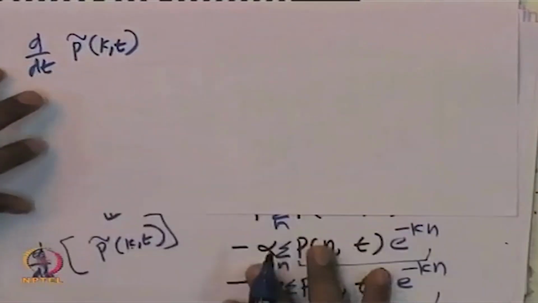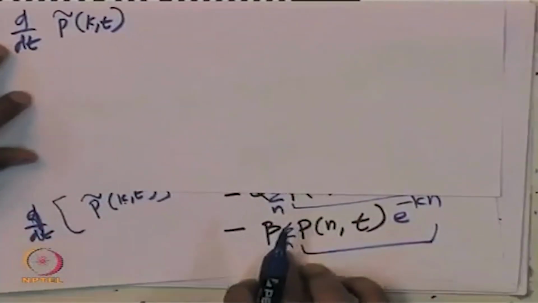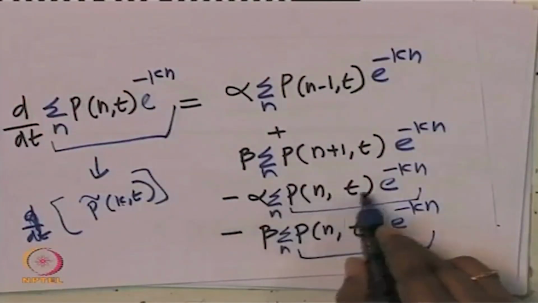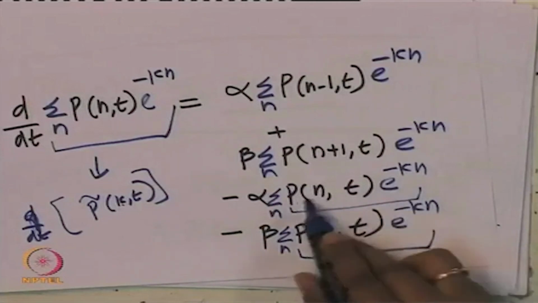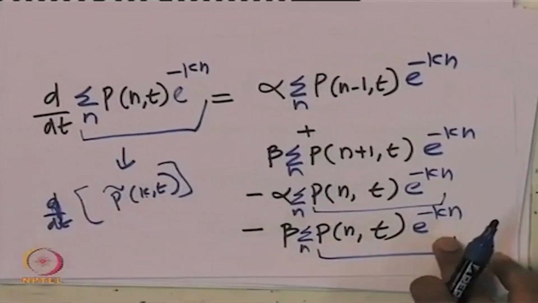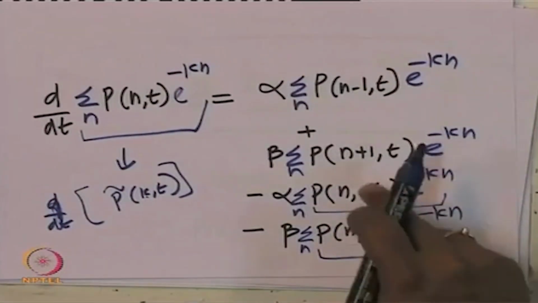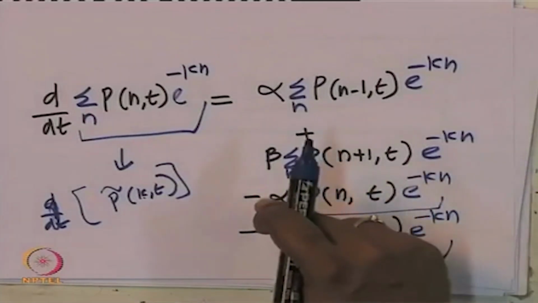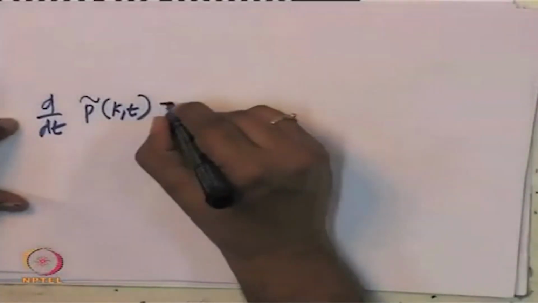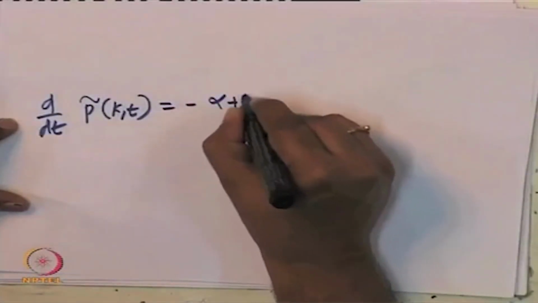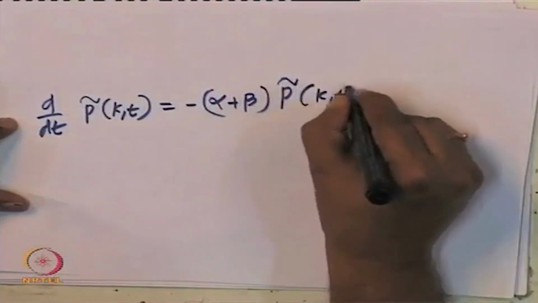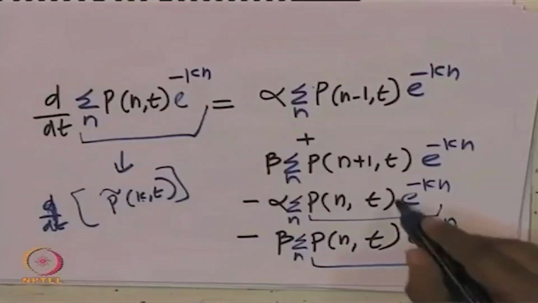Now, what is this term? Let us look at these two terms here. So, let us look at this term and this term. So, minus alpha into p tilde of k comma t. That is what this term will give you, and this will give you minus beta into p tilde of k comma t. So, there is p tilde, this and this are same. So, I can take it out in common and I can write minus of alpha plus beta. Just look at it carefully, you can write minus of alpha plus beta into p tilde of k comma t. So, this is these two terms.